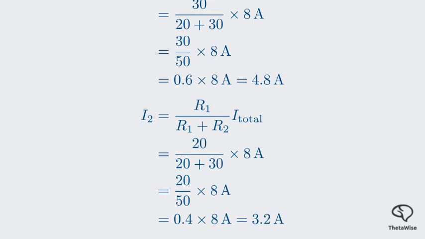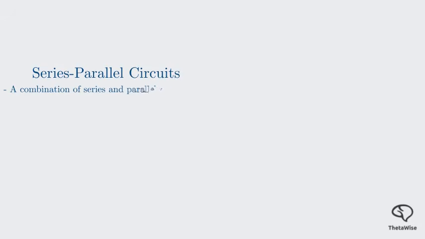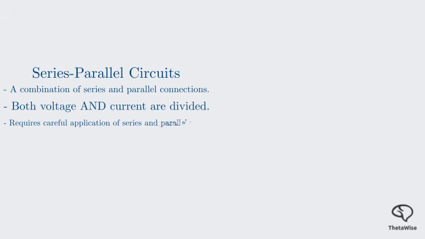Our final connection type is the series parallel circuit. These circuits are a little more complex because they combine both series and parallel connections. Because they contain both types of connections, both current and voltage are divided within the same circuit. You have to be very careful to use the correct rule for each part of the circuit you are analyzing.